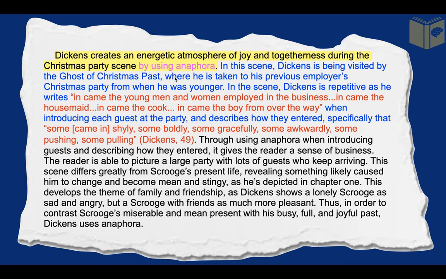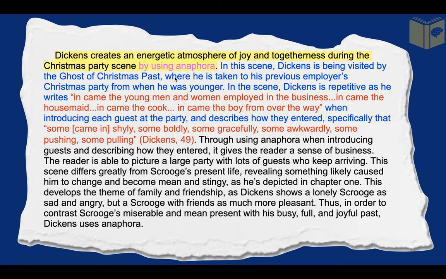In this scene, Dickens is being visited by the ghost of Christmas past, where he is taken to his previous employer's Christmas party from when he was younger. In the scene, Dickens is repetitive as he writes, "In came the young men and women employed in the business, in came the housemaid, in came the cook, in came the boy from over the way," when introducing each guest to the party. And he describes how they entered, specifically that some came in shyly, some boldly, some gracefully, some awkwardly, some pushing, some pulling.